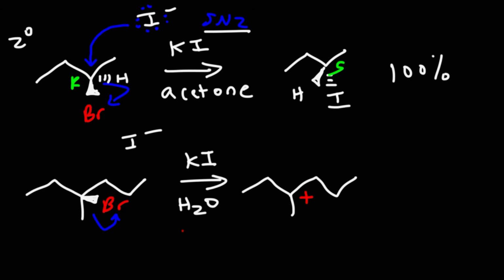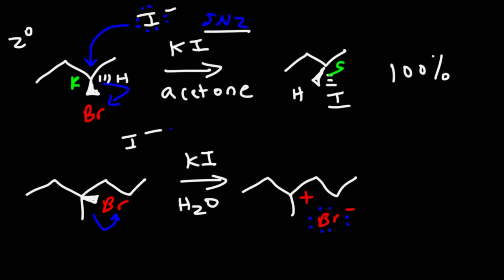There's something known as the intimate ion pair. When bromine leaves, it may not be too far apart from the carbocation. So rather than being completely dissociated into the solvent, sometimes it could be relatively close, unless you give it more time where the solvent will dissociate it away from the carbocation.